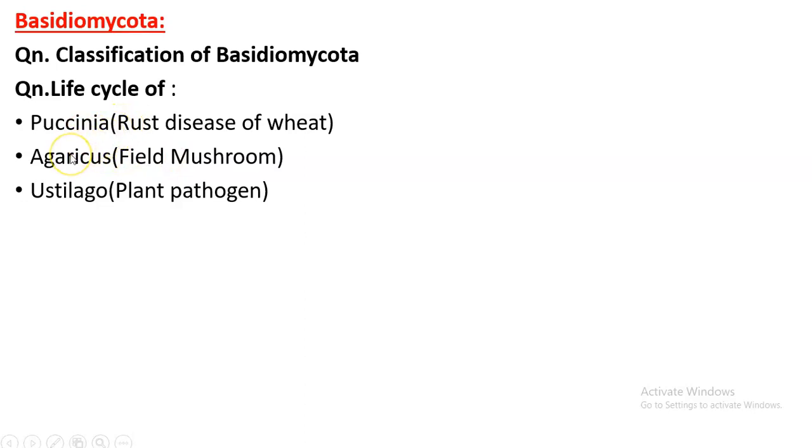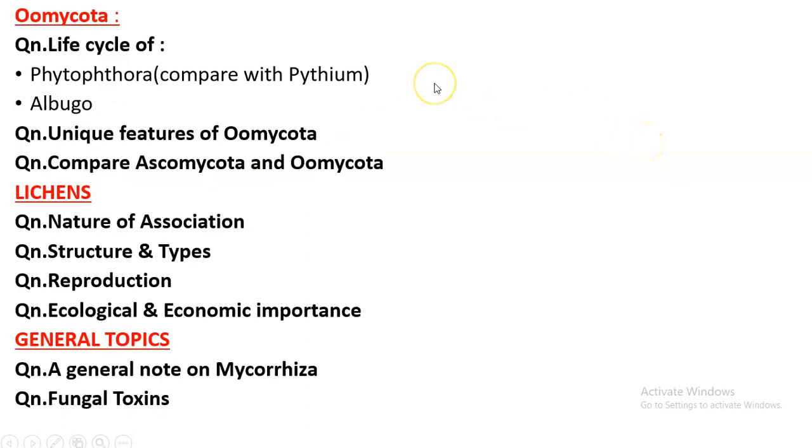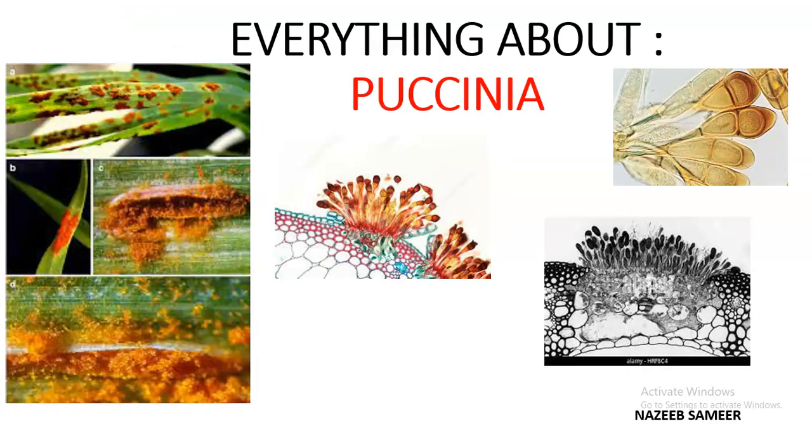Then we'll be seeing by tomorrow or maybe by today itself Agaricus and Ustilago. Then after that we'll be moving to fungi-like organisms within which phylum Oomycota. We have to see life cycle of Phytophthora and Albugo. Then we'll be seeing some general topics like lichens, mycorrhiza, fungal toxins, etc.